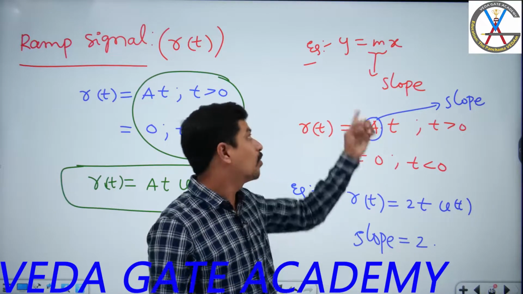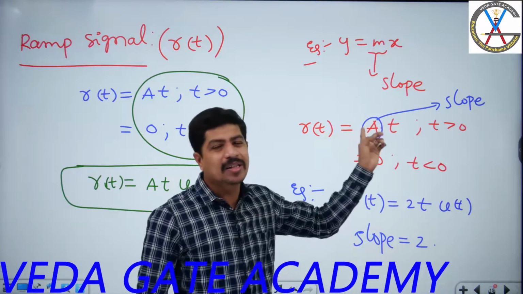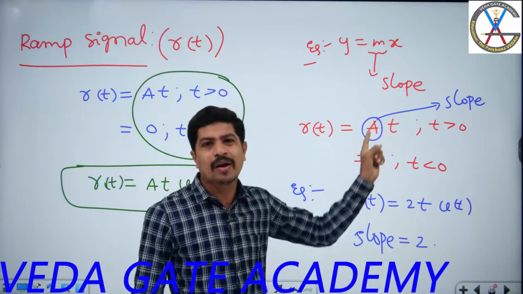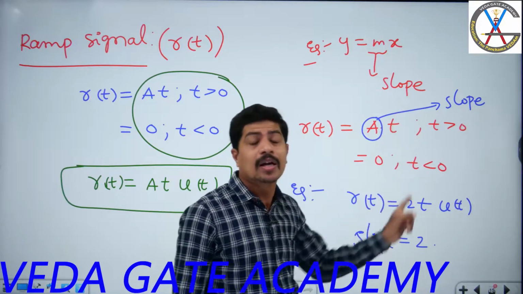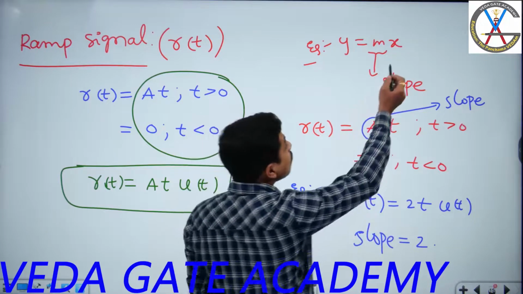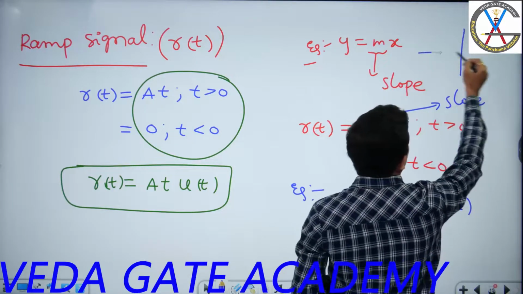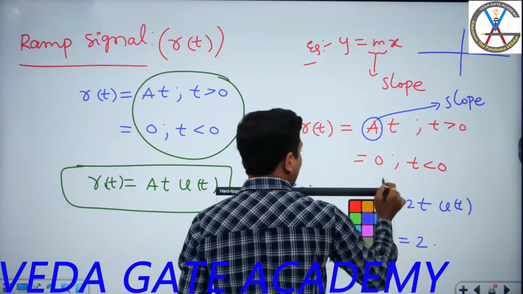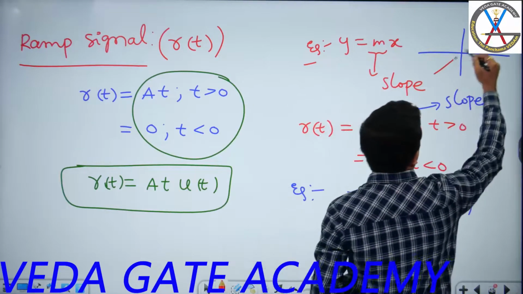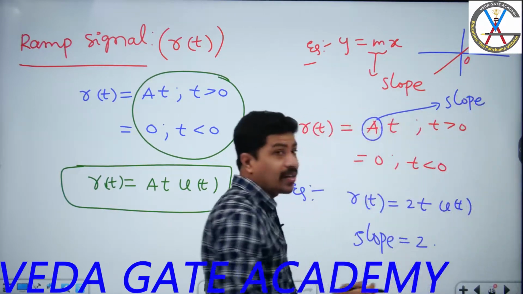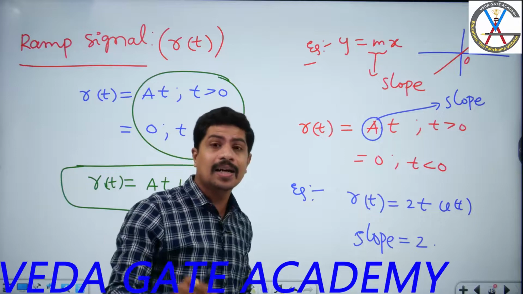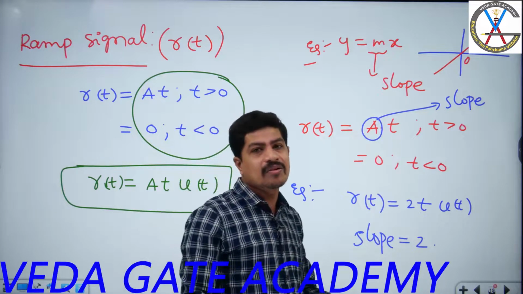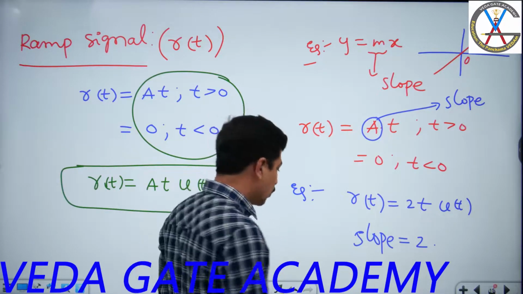y is equal to mx. You can directly compare this with y is equal to mx. Instead of x, we have t. But the only difference is that y is equal to mx is a straight line passing through the origin, but r of t is equal to a into t is a straight line starting from the origin. For t less than 0, its value is 0.